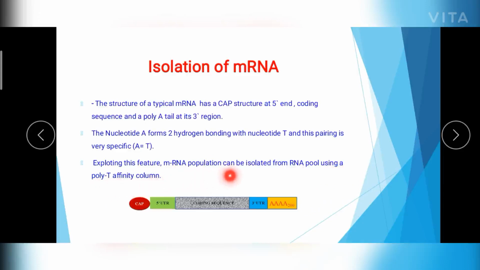You know that the cell contains 3 types of RNA: mRNA, tRNA, and rRNA, that is, ribosomal RNA, transfer RNA, and messenger RNA. The point of interest is only mRNA. If you want to isolate only the mRNA from the pool of total RNA, you take a poly T affinity column, which has thymine bases added in the matrix of the column. Because our mRNA has a poly A tail, it will bind with this poly T affinity column.